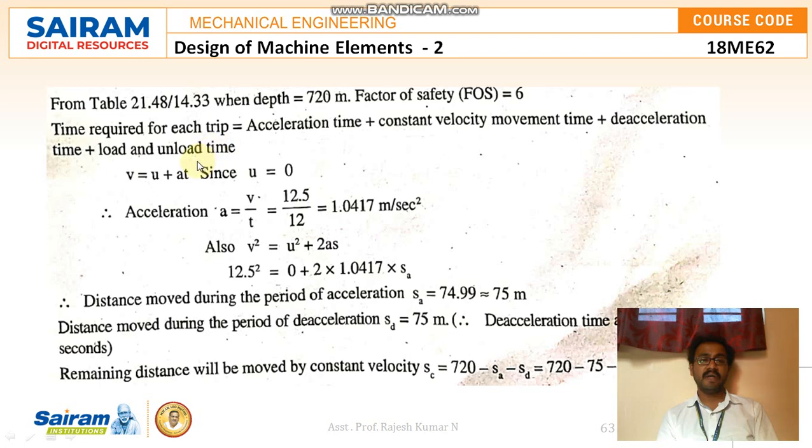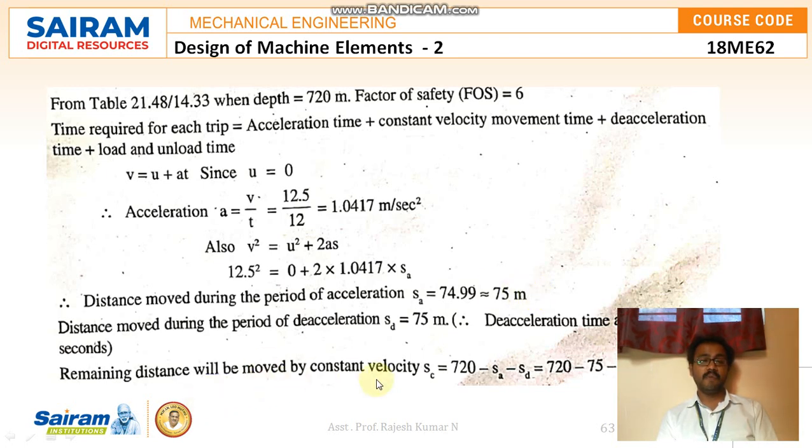We know all the values, but we do not know what is A. So first let me find out the A value with the help of V equal to U plus AT, where the initial velocity is 0. I know the velocity and the time. After substituting, I am getting acceleration as 1.0417. And by using one more equation, let me find out the SA. So V square is equal to U square plus 2AS, where SA value I am getting as approximately 75 meter. So this is the distance moved during the period of deceleration.